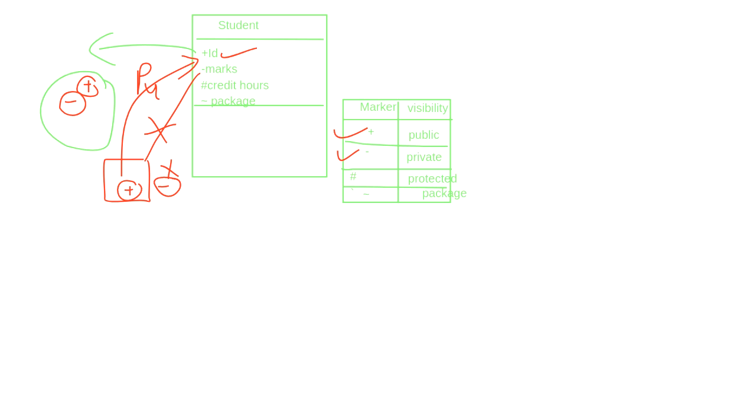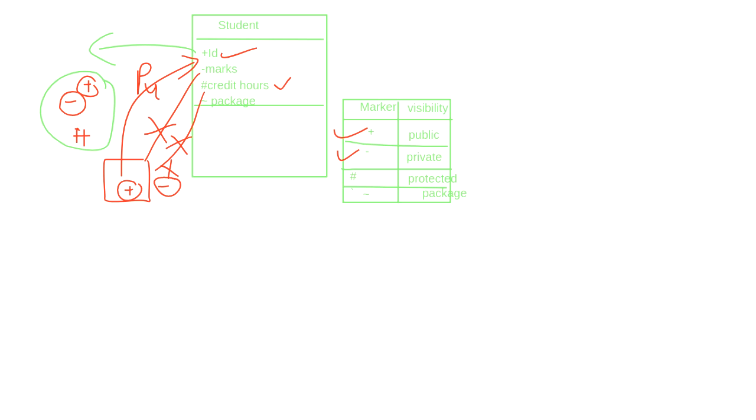Now what do you mean by hash? Hash means it is protected. Protected means the outside world cannot watch it. Only protected members are available in the object. Here, hash is available in the object.